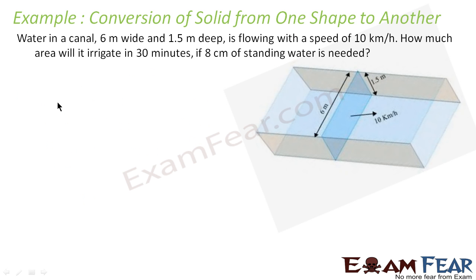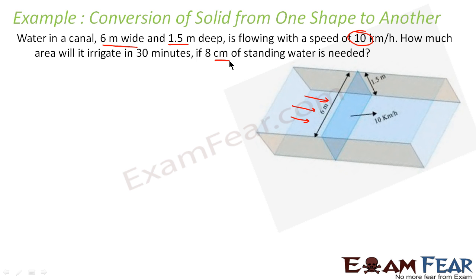Let's take one more example. Water is in a canal 6 meter wide, 1.5 meter deep. So this is a canal actually. It is 6 meter wide and 1.5 meter deep. The water flows from this direction. Water is flowing at a speed of 10 km per hour. How much area will be irrigated in 30 minutes if 8 centimeter of standing water is needed?